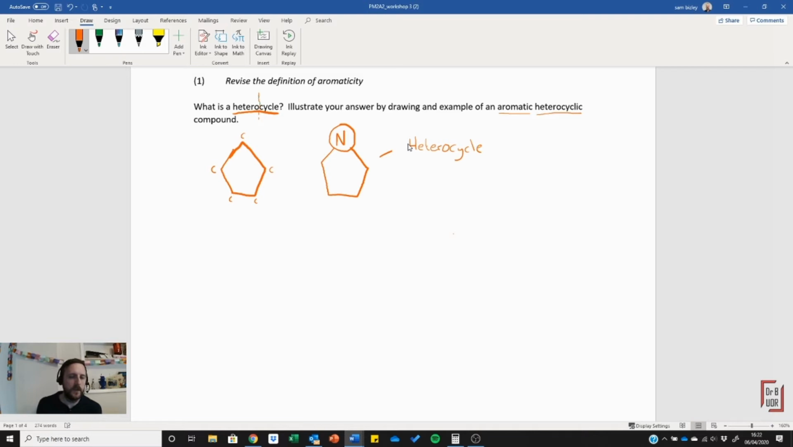Okay. So if we move on to the other question, asking you to illustrate an answer by drawing an example of an aromatic heterocycle. Now this compound right here is not aromatic, and we'll get to the reason why shortly. The most common aromatic compound that you're probably used to, if I can just draw it out here, is benzene. So it's a 6-carbon structure, and we denote it's aromatic with these double bonds here.